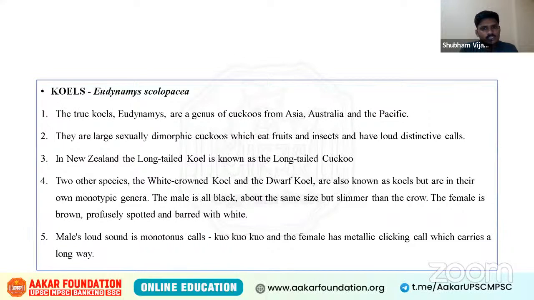Okay. In New Zealand, there is a long-tailed quail, and it is called long-tailed cuckoo also. Two others, like one is a dwarf quail, that is called a white crown quail. Male is all black, and they are about the same size, but comparatively slimmer than the crows. Male's loud sound is monotonous, called ko, like those sounds we have heard many times, because quails are naturally found in India also. And females have a metallic clicking call, clicking sounds.